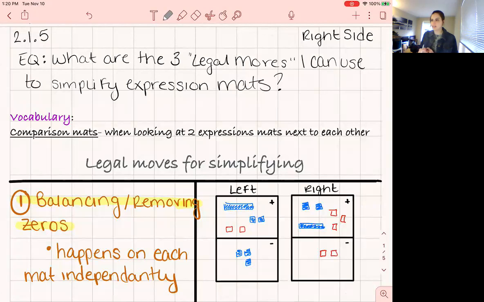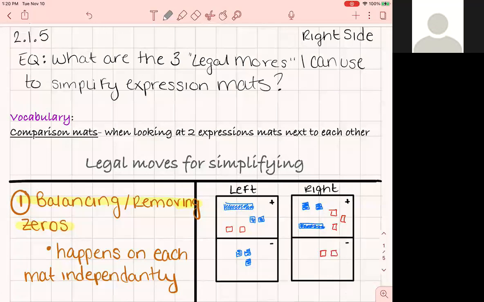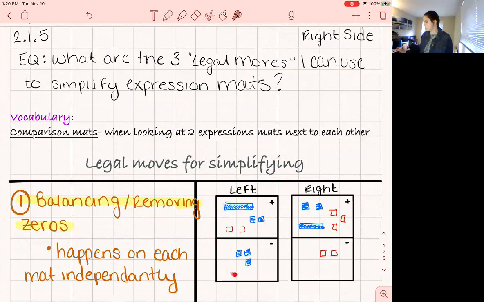So if I look at that left mat, I see that I have some zeros with some unit tiles. Do you guys see those? On that left mat? I'm blind, I can't see. That's unfortunate. You guys are being recorded, by the way, to be posted on the YouTube page.